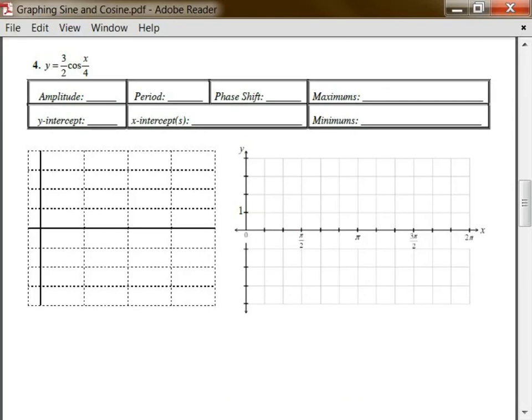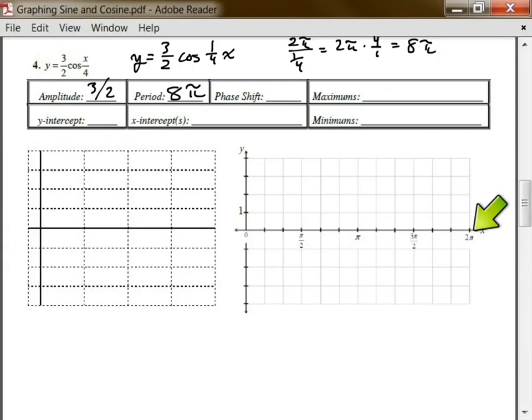Okay, so the amplitude on this one is going to be 3 over 2. The period, well, this is kind of weird because it's being divided by 4. You can also look at it like this, 3 over 2 cosine 1/4 times x. So just like before, we're going to take 2 pi and divide it by 1 over 4. That would be the same as saying 2 pi times 4 over 1, which would give us 8 pi. And so that is our period. Our period is 8 pi, which is going to be different because this graph only goes up to 2 pi.